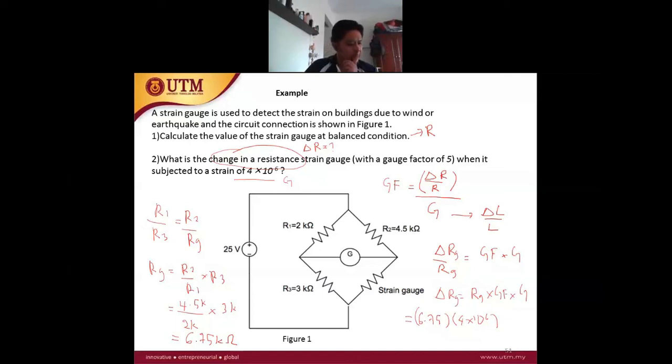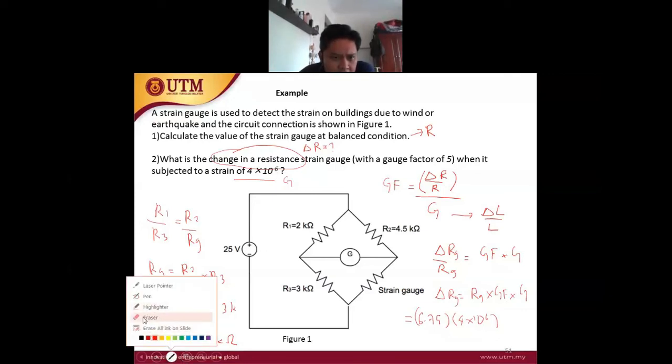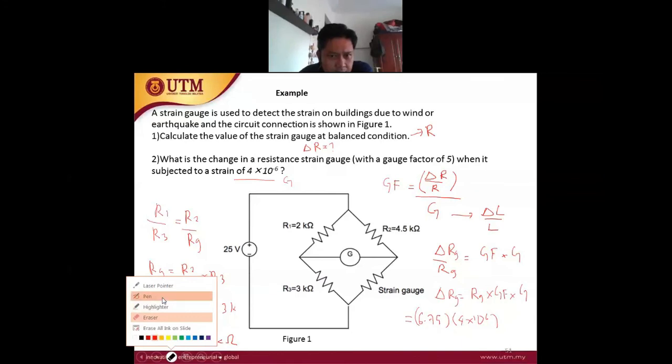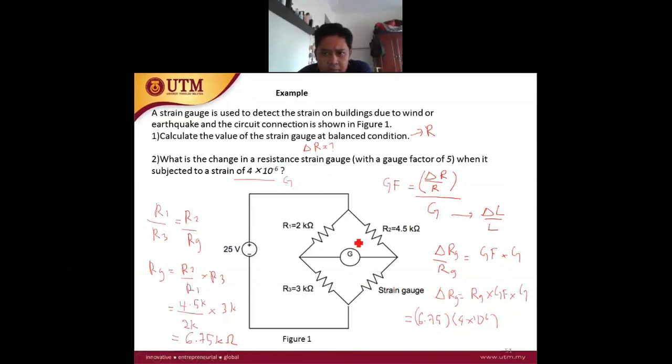But I think it's not to the power of 6. Sorry, to the power of negative 6. Let's see. Yeah, to the power of negative 6. And then multiply with GF, the gauge factor, which is 5.